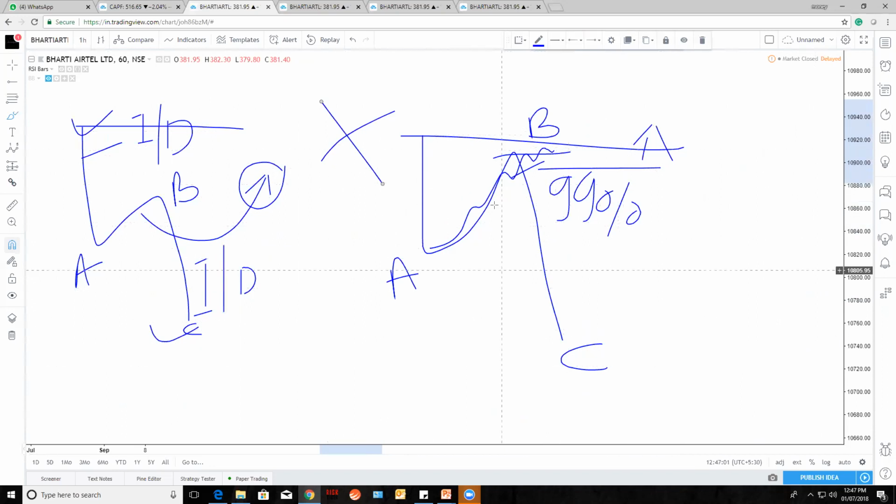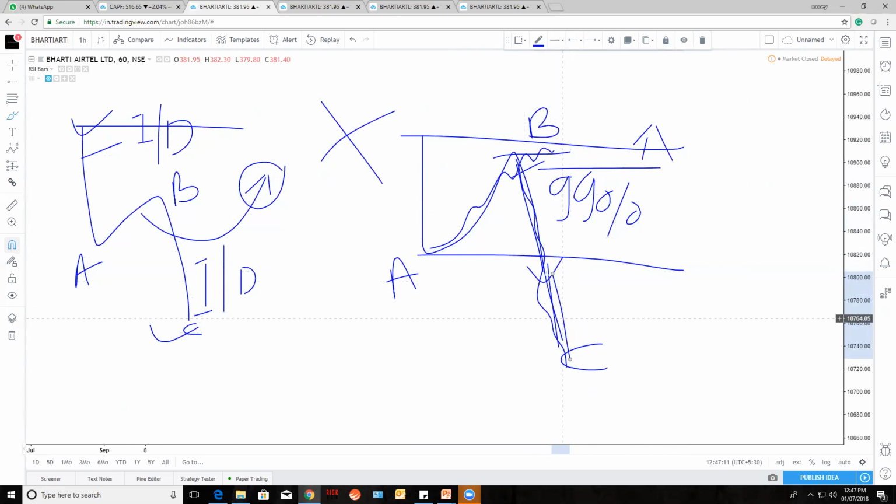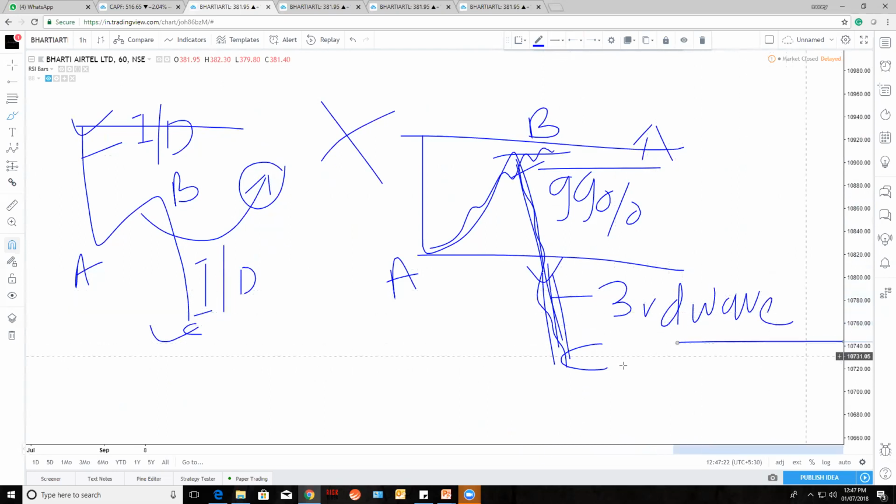And there is one more rule. The C wave always moves beyond the A. Means C will always move beyond the A. How is it like? It is like a third wave. The third wave always goes beyond wave 1. It stays the same structure. It is like the same rule. Wave C always moves beyond wave A in a zigzag correction.